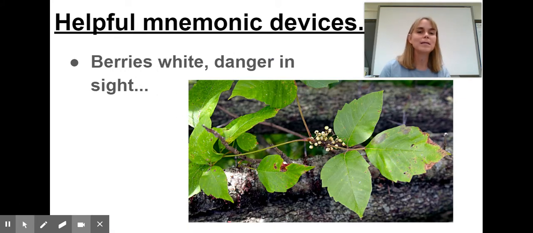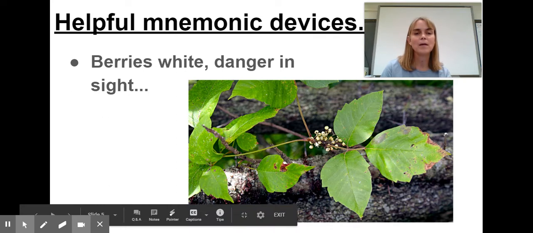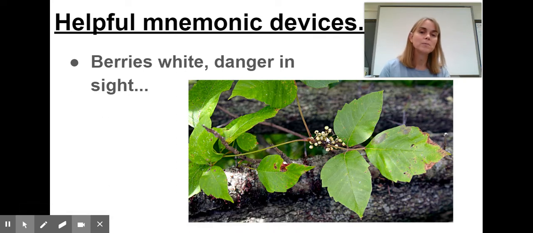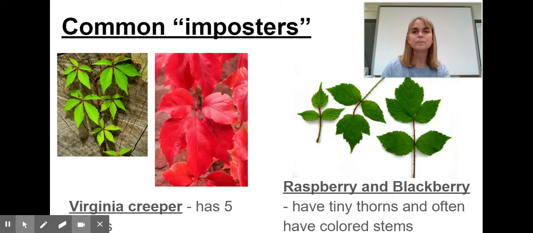Berries white, danger in sight. So here's the leaves of 3, the longer stem there, and then these little white berries. Those berries can often stay there over the winter. So again, it can be a nice way to identify poison ivy in the winter.